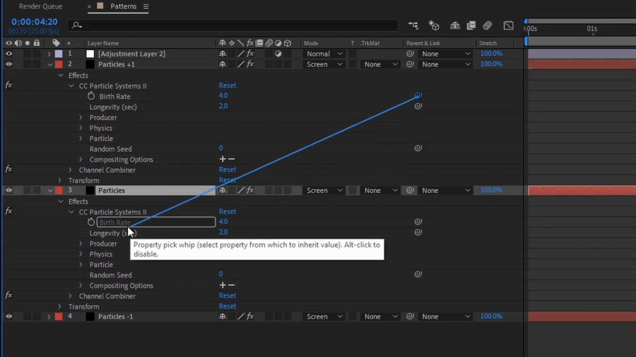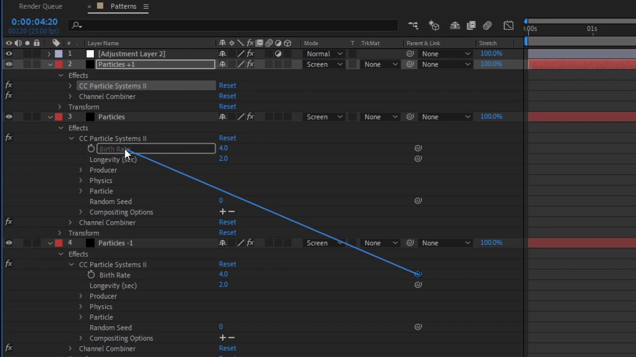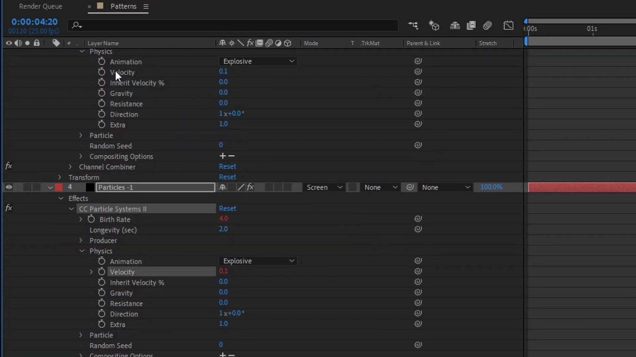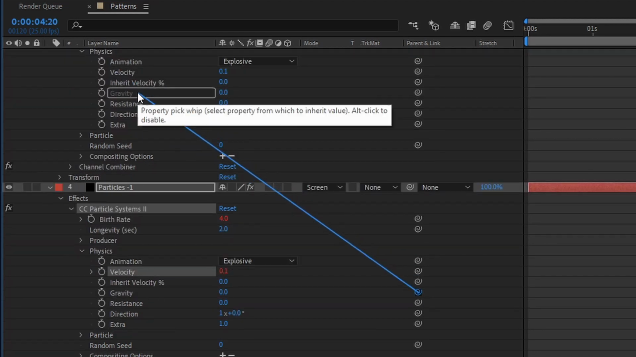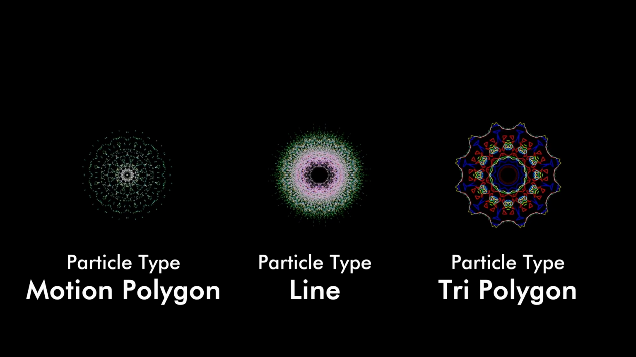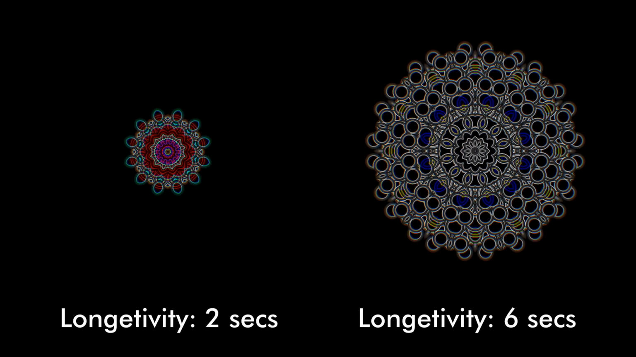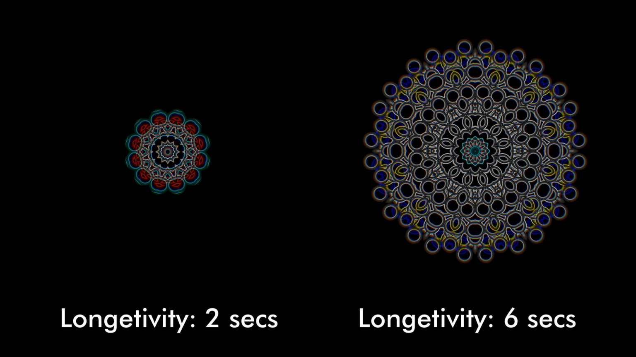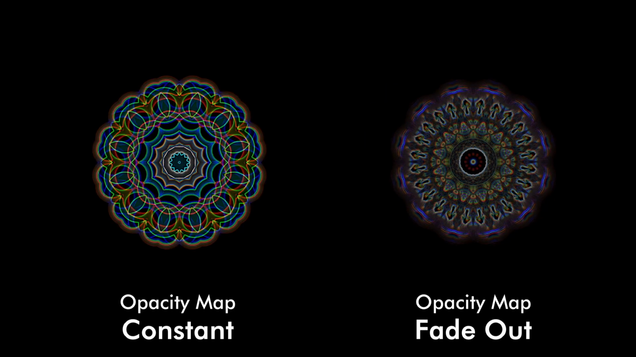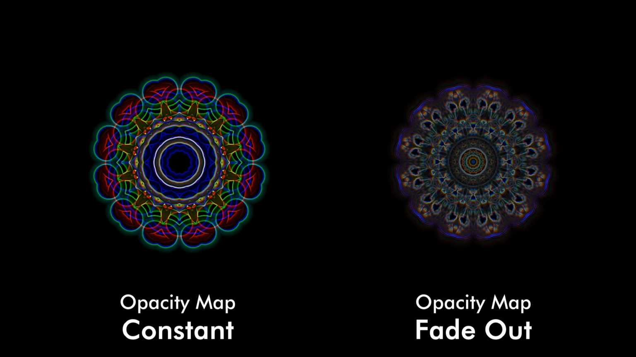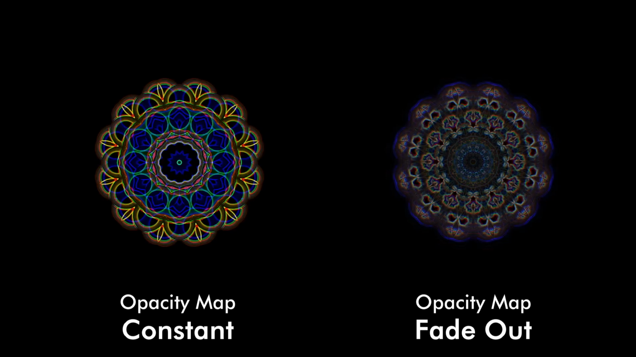Because this layer has been duplicated twice, I suggest you parent the properties of the duplicates to the main layer using copy with property links or the property pick whip. Choosing a different particle type yields different patterns, as well as playing around with longevity, birth rate, opacity maps, etc. The possibilities are endless, so it's up to you to experiment until you find a style you like.